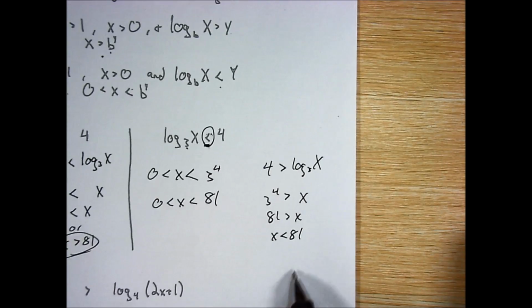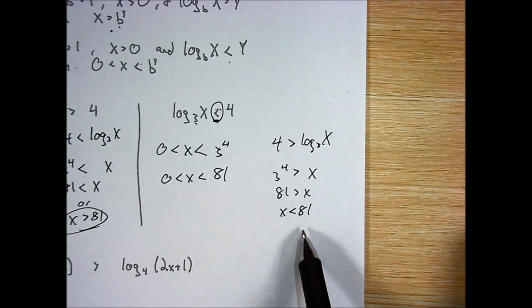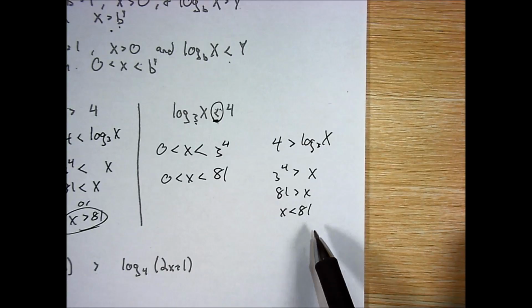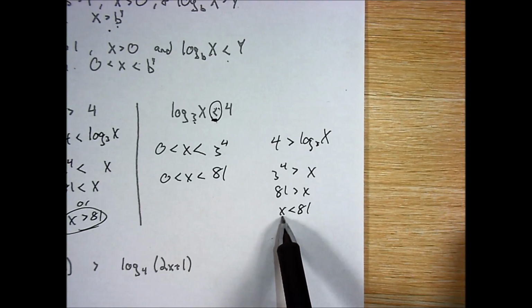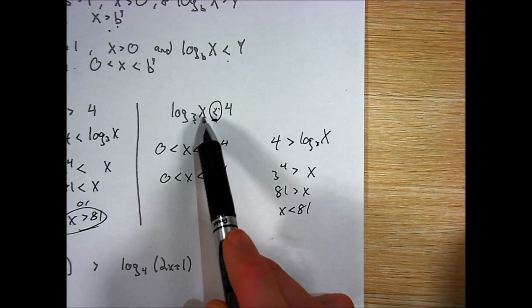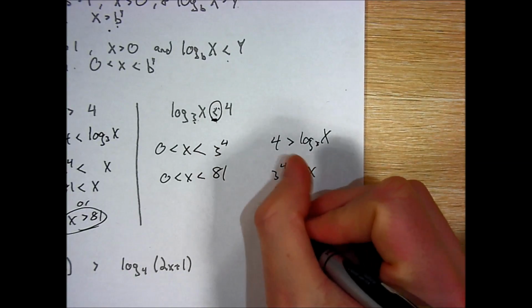Now the thing about this is there's a lot of numbers that are less than 81. 80, 79, 78, 3, 2, 1, 0, all the negatives. Alright, we got to remember that if x is less than something, we have to make sure that we stay, to follow our rules here, we have to be greater than 0.